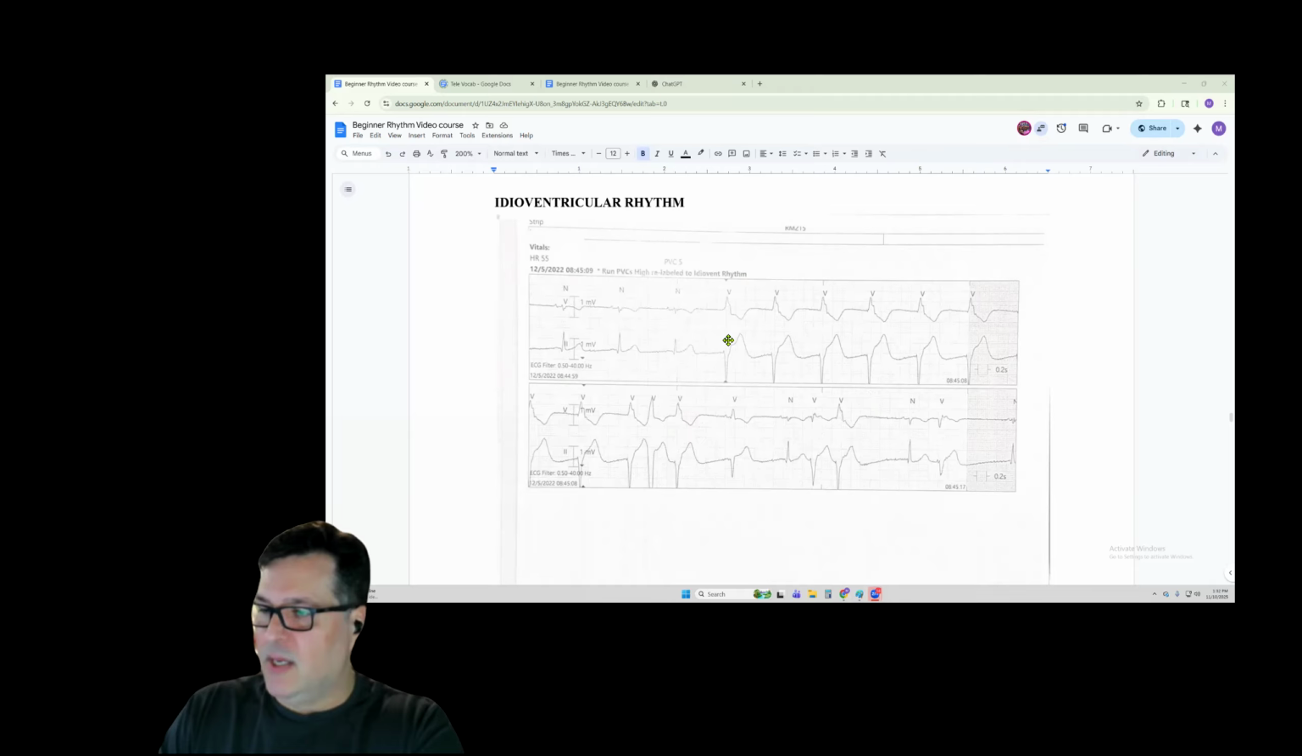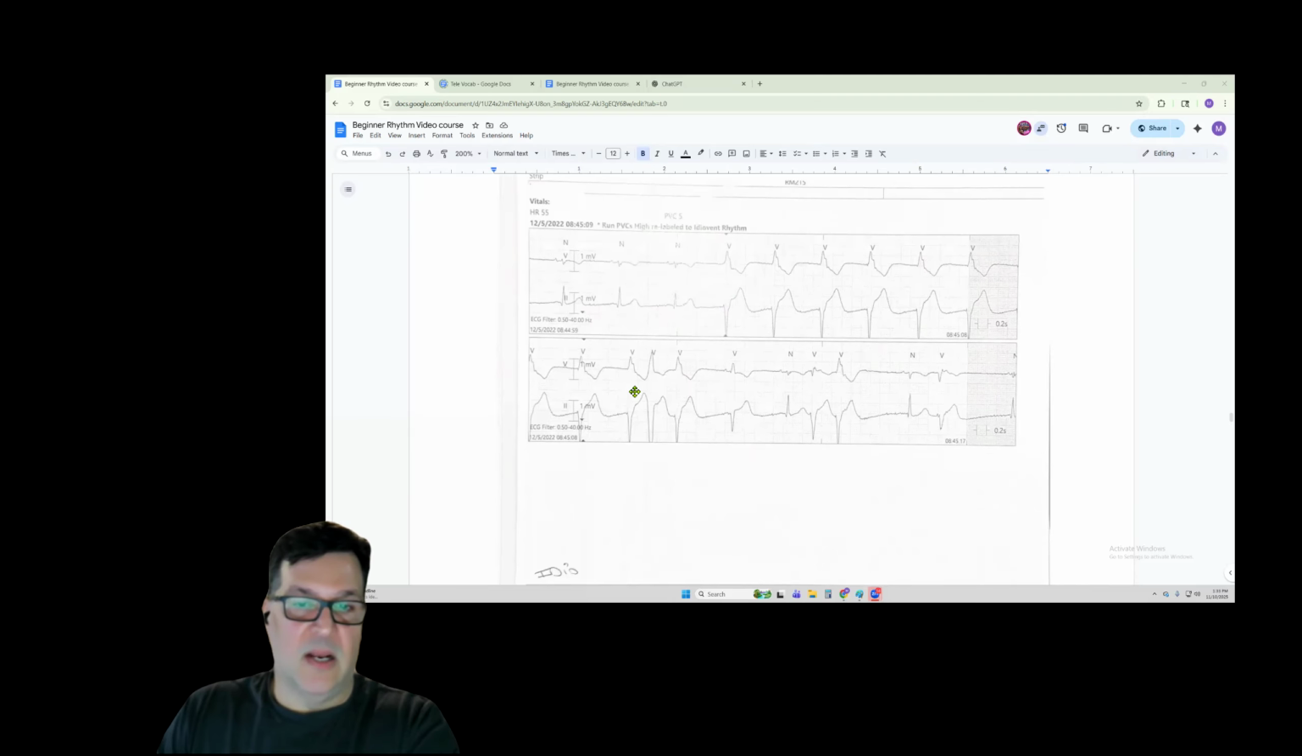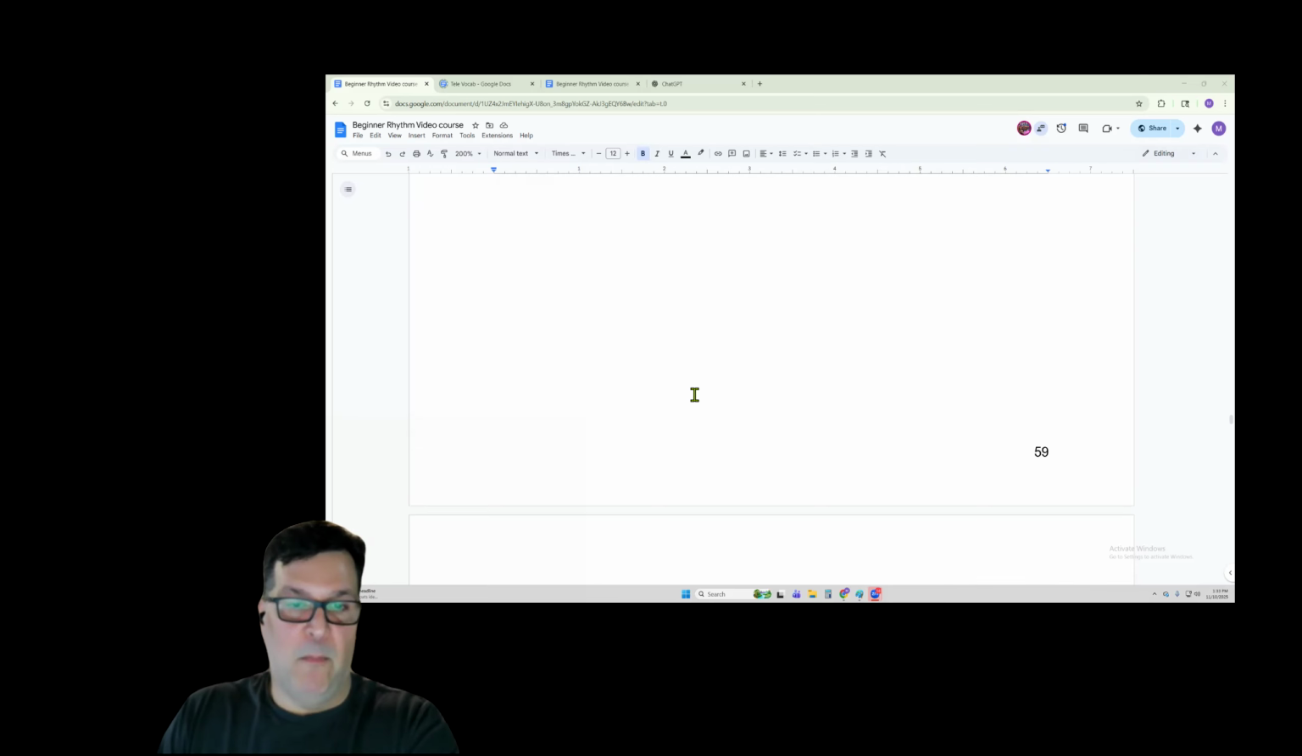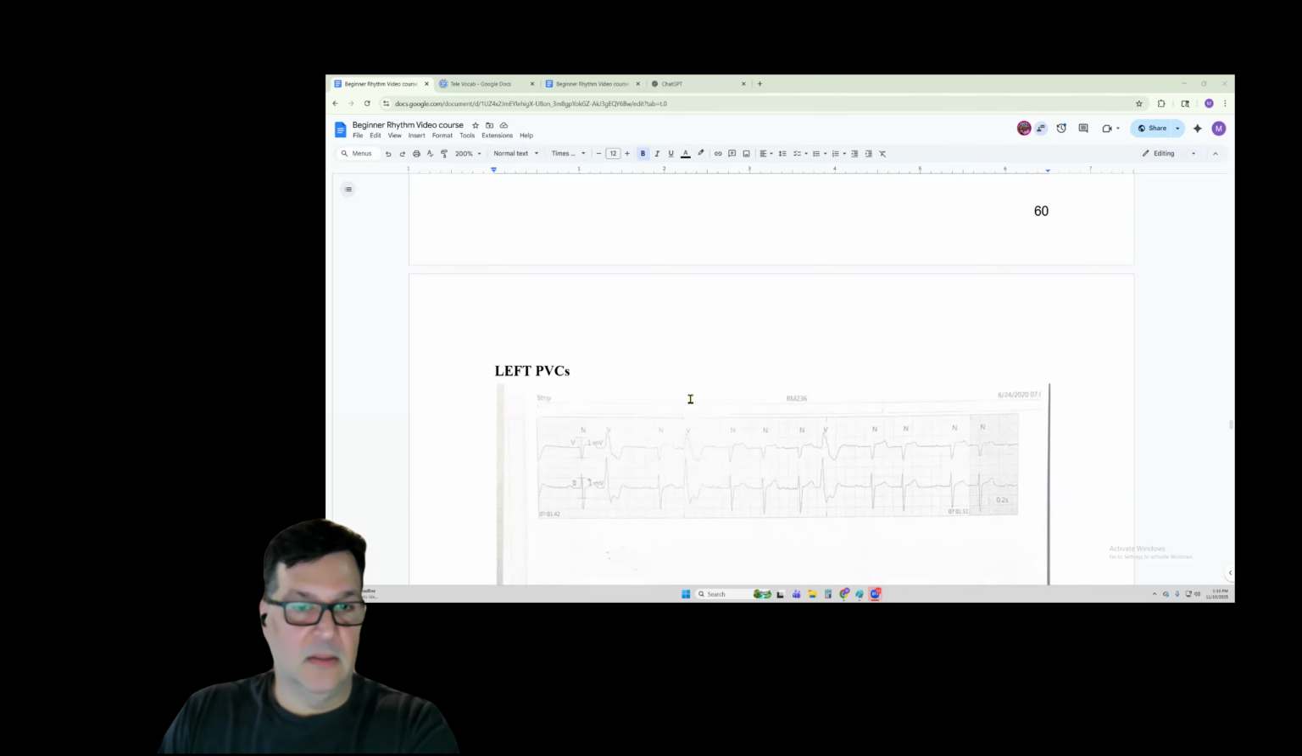So just like SVT being a bunch of PACs in a row, a bunch of PVCs in a row is VTAC, ventricular tachycardia. So instead of one PVC, you're going to have a bunch of them. Let's see if I can find something.